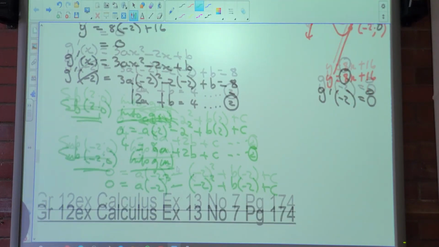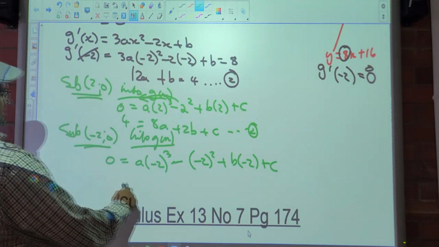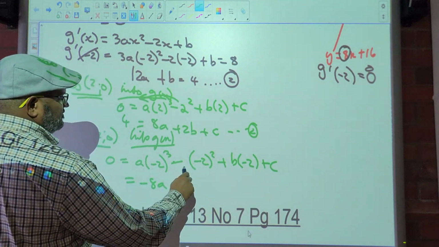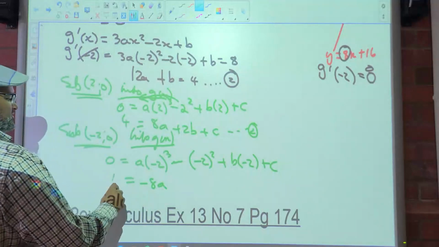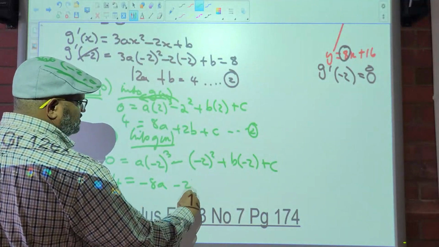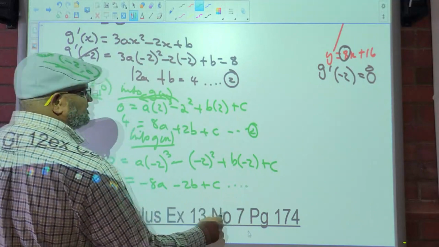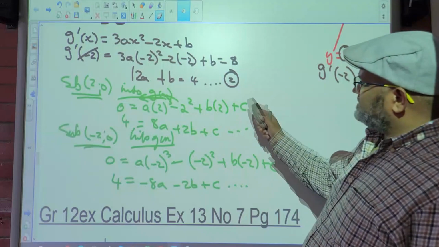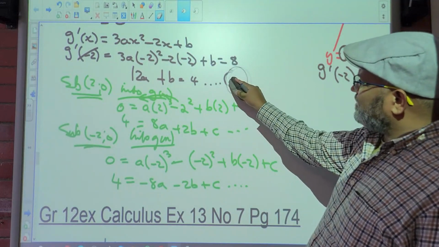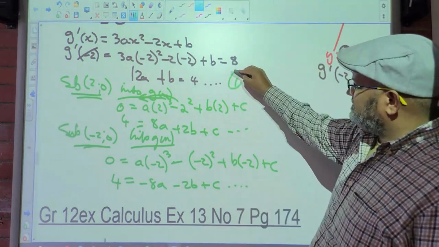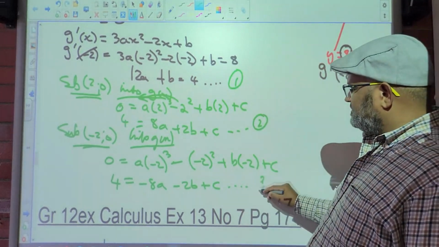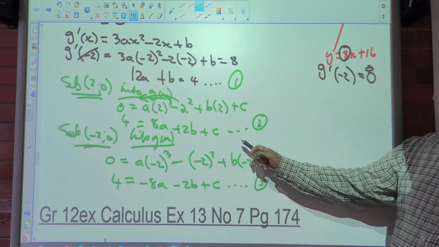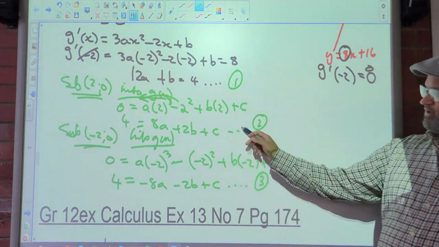Okay, so that's now going to give us negative 8a, and negative 4 becomes positive 4, minus 2b plus c. This is equation 1, this is equation 2, and this is of course equation 3.